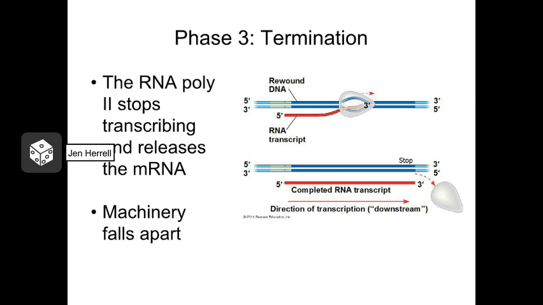During the third phase of transcription, which we call termination, RNA polymerase number 2 is going to hit the end of the gene, and at this point all of the machinery is going to fall apart. RNA polymerase will go off to find another gene to transcribe, the DNA will seal back up, and the little piece of completed RNA, which is called a transcript, will now go on to translation.